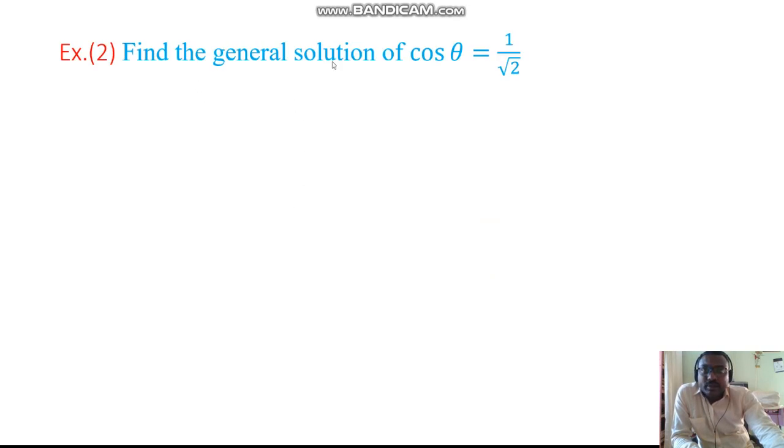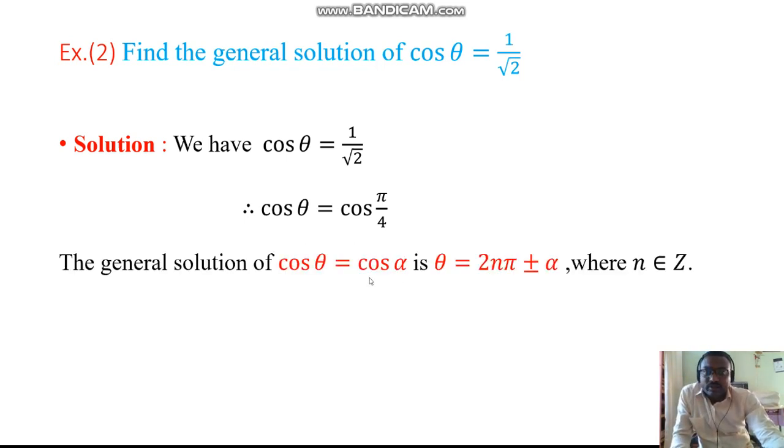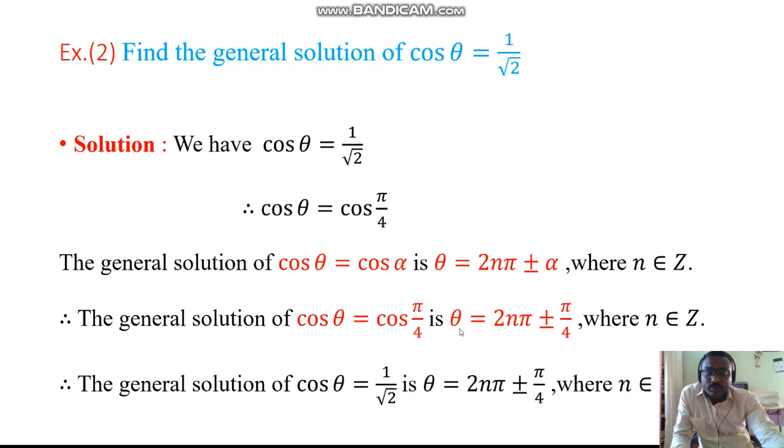Now second example, find the general solution of cos theta is equal to 1 by root 2. 1 by root 2 is the same as cos pi by 4, and again in the theorem alpha is equal to pi by 4, and we get the general solution.